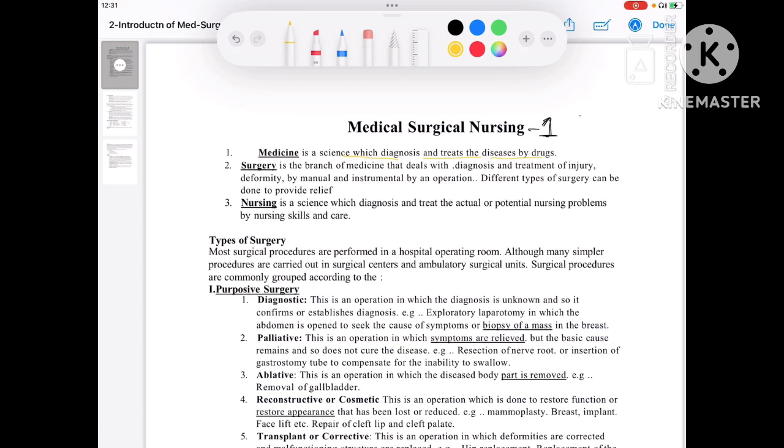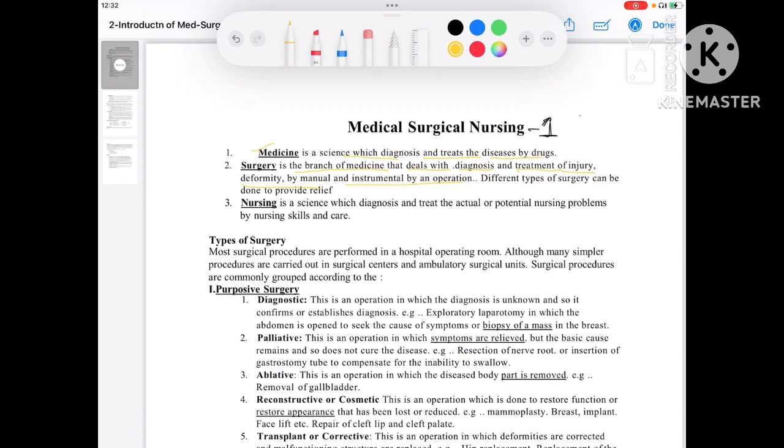So what do you mean by surgery? Surgery is a branch of medicine that deals with the diagnosis and treatment of injury and deformity by manual and instrumental operation.